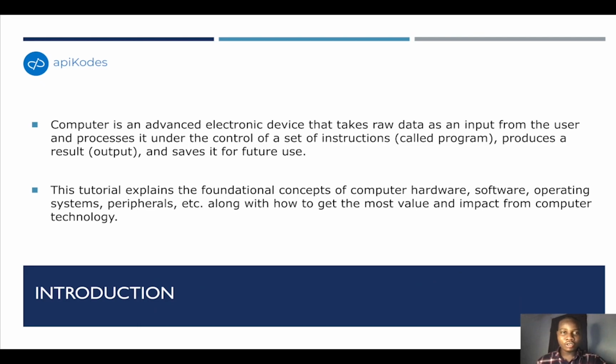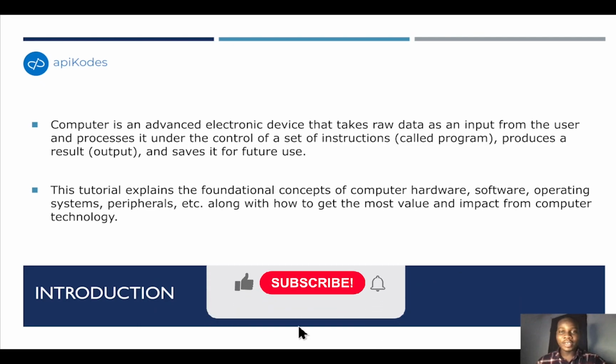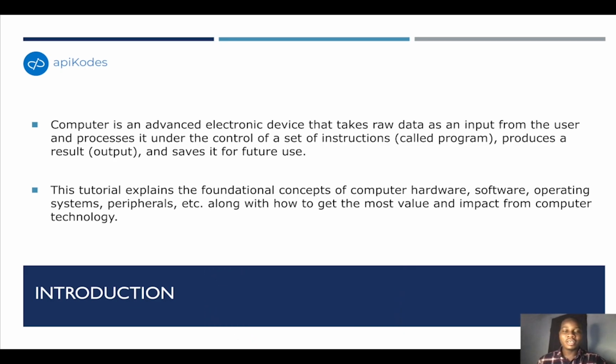So for the introduction, a computer is an electronic device that takes in raw data as an input from the users, processes it under the control of a set of instructions, produces a result and saves it for future use. Now all this is just English, it's just grammar. Let's break it down. A computer takes an input. What is input? When you tell somebody to do something, you get the instruction you are giving the computer, the thing you are giving the computer.